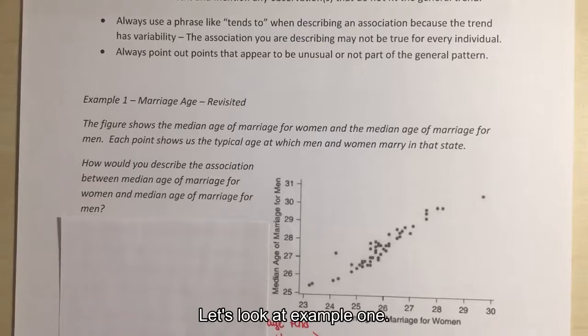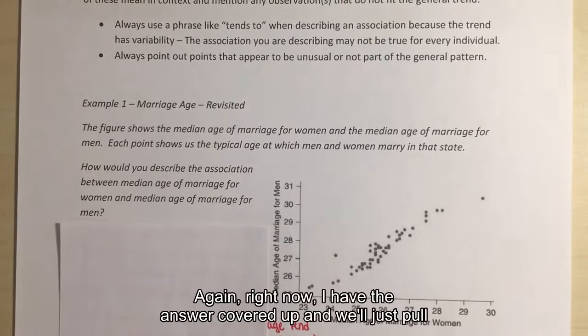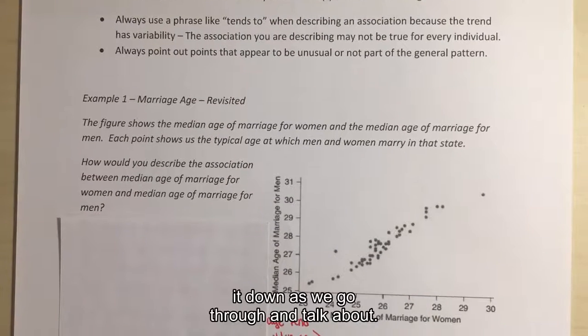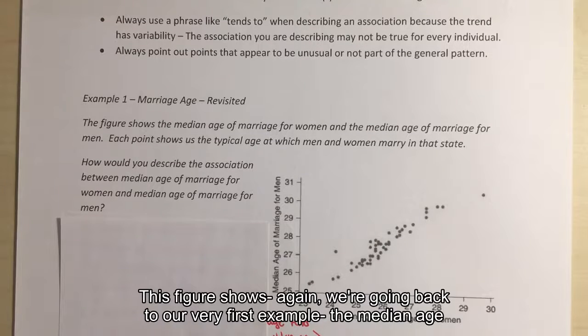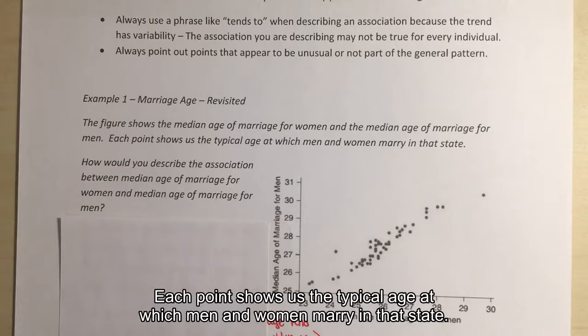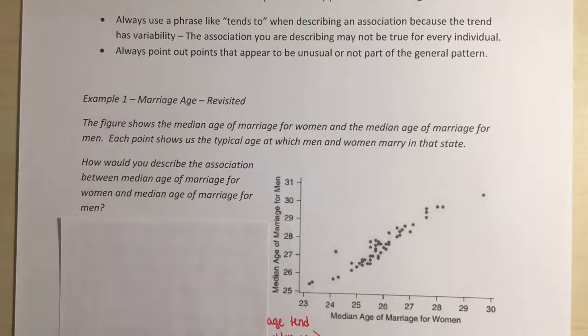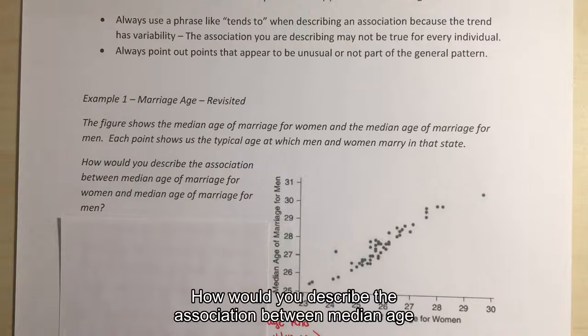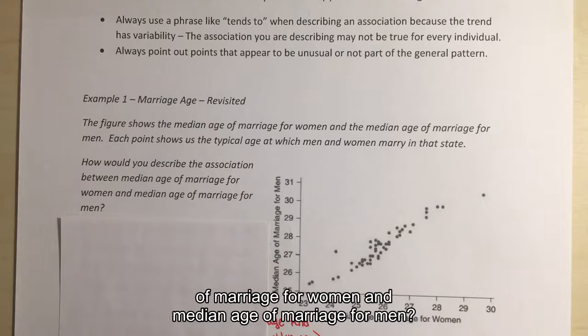All right, so let's look at example 1. Again, right now I have the answer covered up, and we'll pull it down as we go through and talk about this. So this figure shows, again, we're going back to our very first example, the median age of marriage for women and the median age of marriage for men. Each point shows us the typical age at which men and women marry in that state. How would you describe the association between median age of marriage for women and median age of marriage for men?